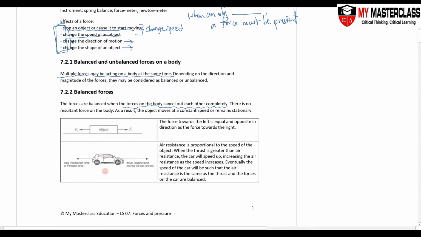Same thing for this car. The amount of force the engine puts forward and the amount of air resistance the car experiences is the same. And then the forces on the car are balanced.